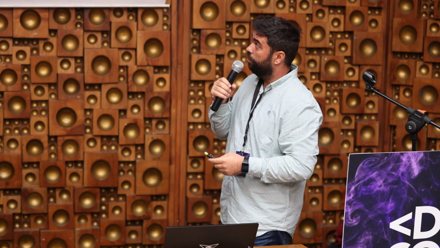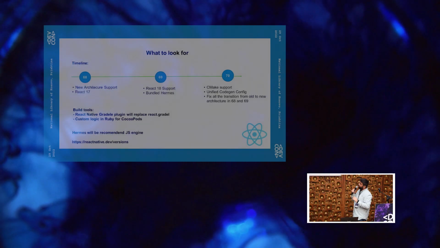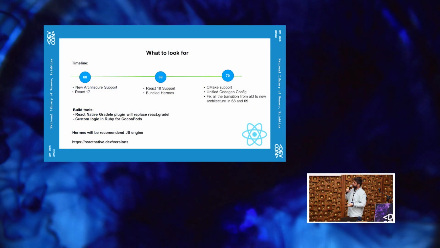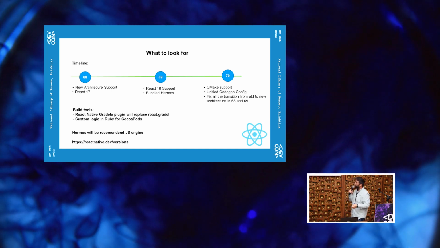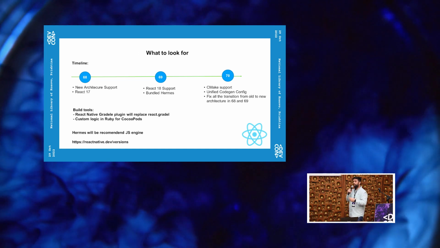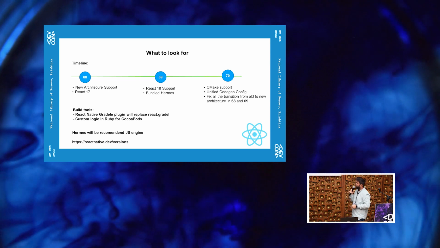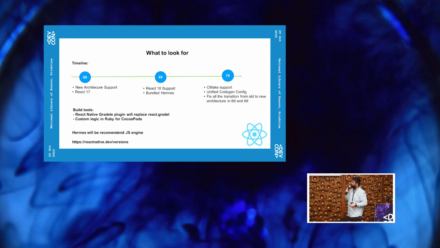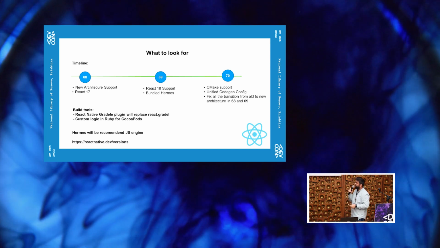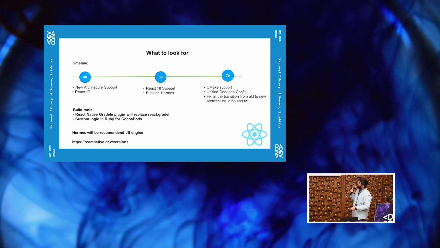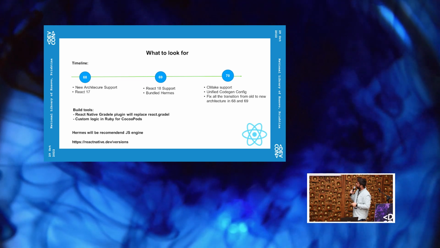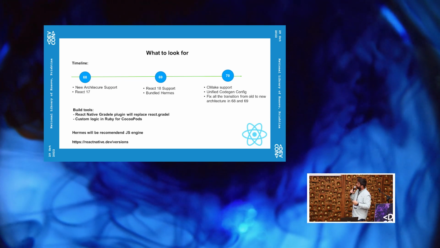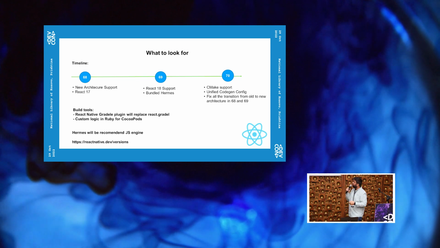So what we need to look for. This is the timeline that currently exists. Basically, the new architecture was available to the general public with version 68, and you can trigger it by adding a specific flag when you initialize your application. The only catch is that with version 68, it's only available with React 17. With version 69, we have React 18 support, and then we have bundled Hermes.